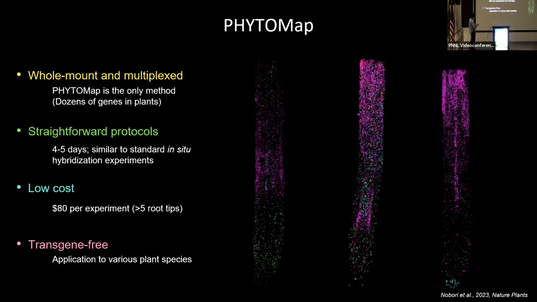And another important feature is that it's transgene free. You don't have to make transgenic lines, which takes time. But also, this means that Phyto-map could be applied to any plant species, including model plant species where you can't transform regularly. So I hope many people would use this technique in their favorite model system.